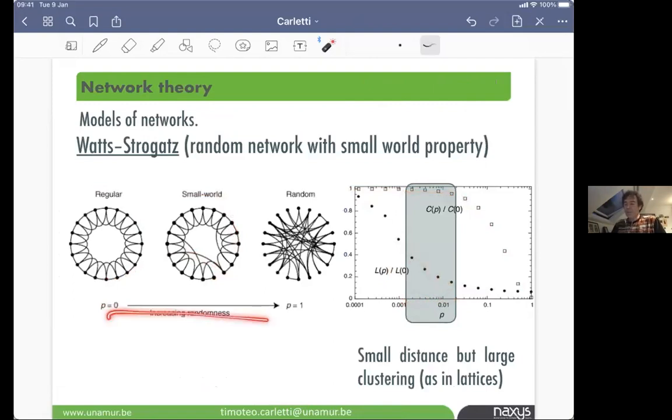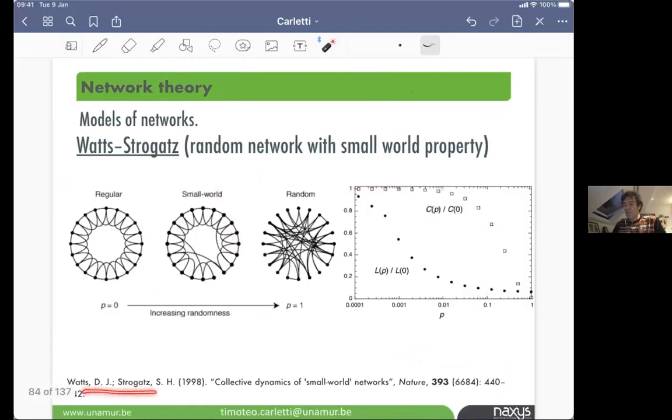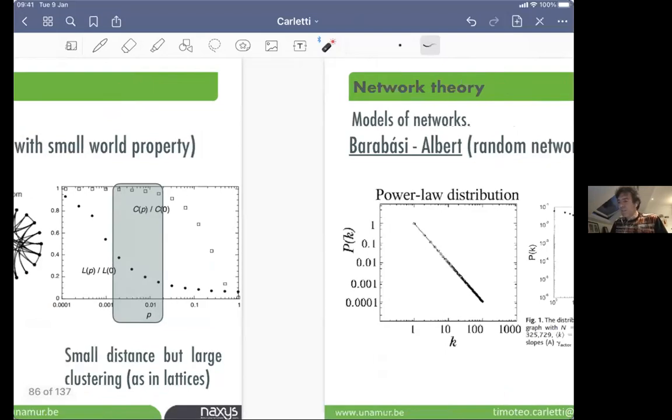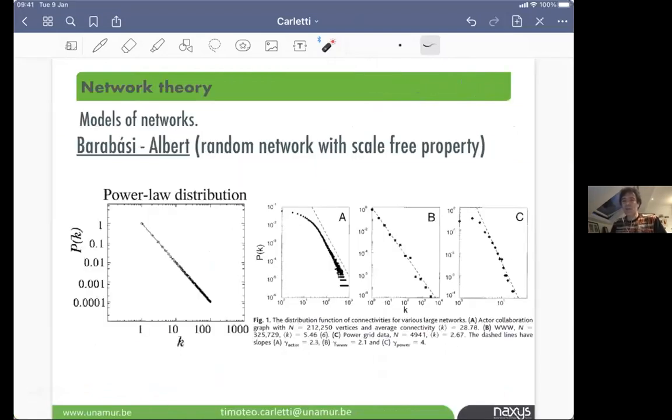So once you have this kind of network, given n, you have a range of p that depends on n, for which you have this phenomenon of small length or small distances, but high clustering. And so this is the paper where Watts and Strogatz proposed this. It is a Nature paper in 1998. So it's a quite well cited paper about this small world.